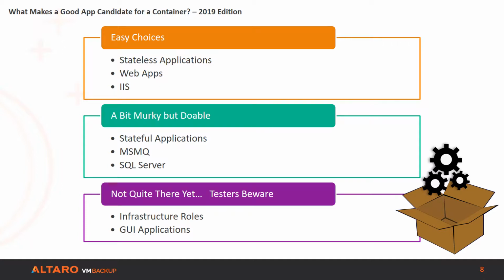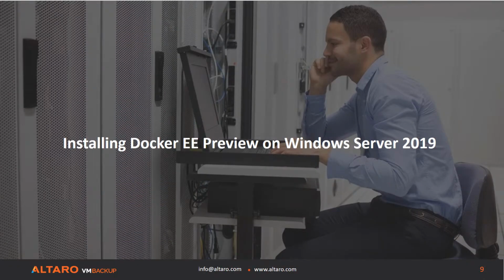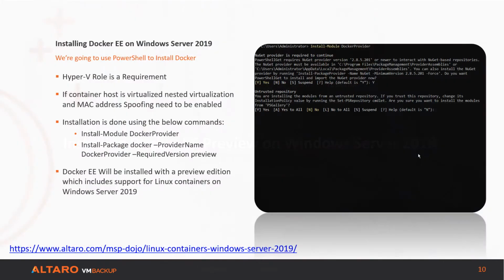So let's talk about installing the container image on a Windows Server 2019 box. As I mentioned earlier, Docker is the container engine that we're going to use for this, and it is used in Windows Server 2019 to provide containers. The EE here just means Enterprise Edition. We're going to install the preview of the Enterprise Edition of Docker. The reason we're doing that is that in one of my demos, which I'm going to show you in just a second, I actually spin up a Linux container on top of Windows Server 2019, and you need the preview version of Docker in order to do that.